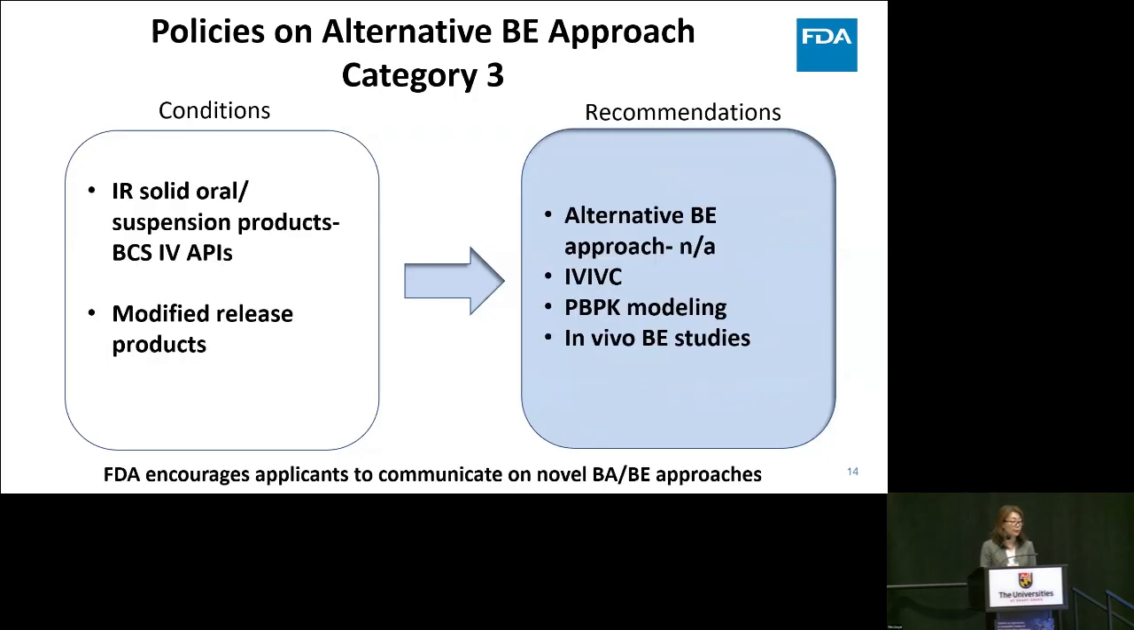So category number 3 is for IR solid oral or oral suspension drug products where the API is BCS4 classification, or modified release drug products. FDA's recommendations are as follows. In general, the alternative BE approach for these conditions is not applicable. But applicants can submit IVIVC or PBPK information to support the change. Or, in the worst case scenario, you can still submit an in vivo BE study to support the reformulated drug product. FDA encourages applicants to communicate with the agency on novel BA and BE approaches.